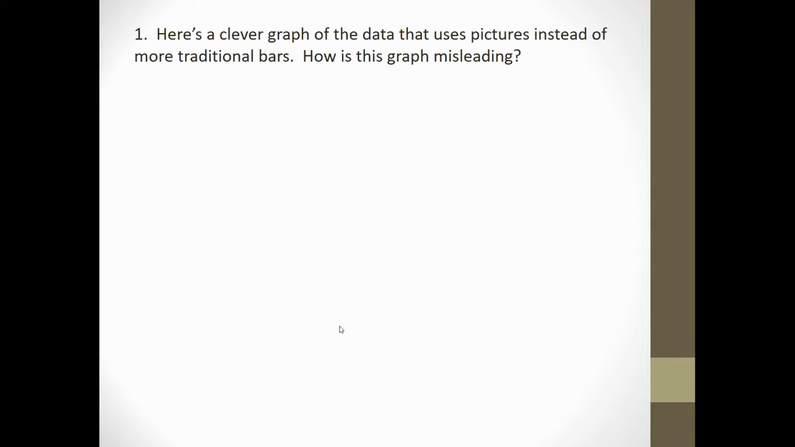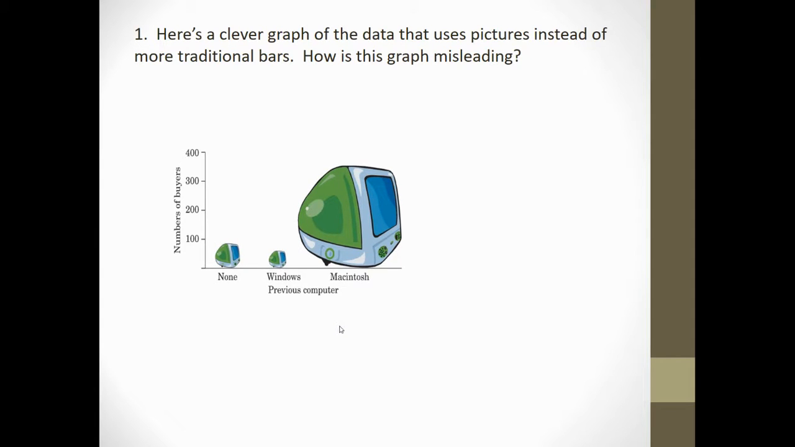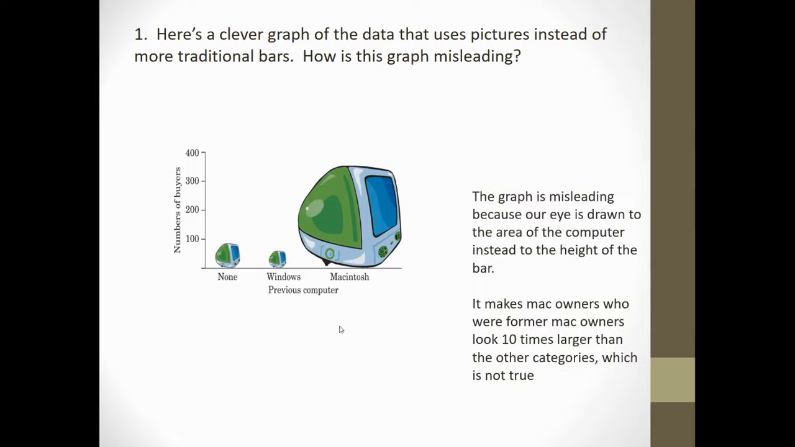Okay, so question 1. Here's the clever graph of the data that uses pictures instead of more traditional bars. How is this graph misleading? So what do you see in this picture besides just the data that was given in that last chart? My eyes are drawn to the area of the computer instead of the height of that computer. That makes it look like the Mac is way bigger than the Windows or the None.